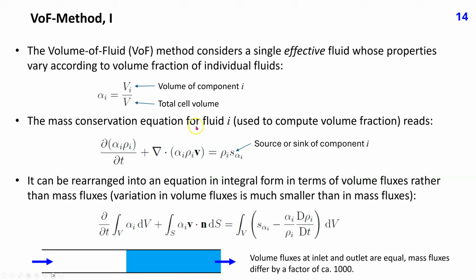It contains the rate of change term and convection term, and may also contain a source term if phase change takes place. This equation is usually rearranged into an equation in integral form in terms of volume fluxes rather than mass fluxes. The reason is that the variation in volume fluxes is much smaller than in mass fluxes, which increases the robustness of the numerical solution method. For example, if we consider a liquid slug being pushed by the gas flow through a pipe, the volume fluxes at both ends are the same, but mass fluxes differ by a factor of about 1000.